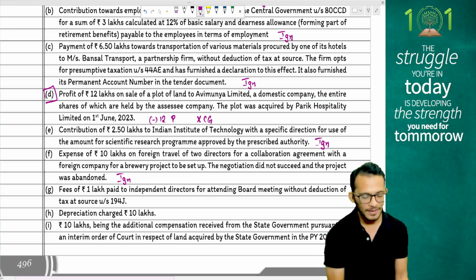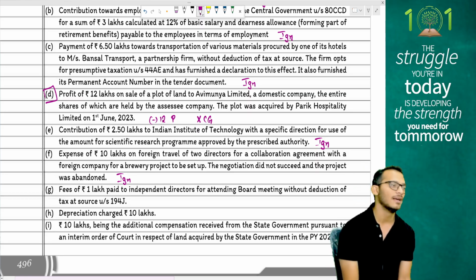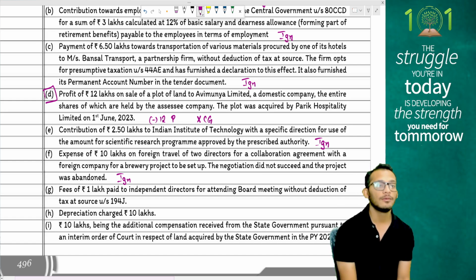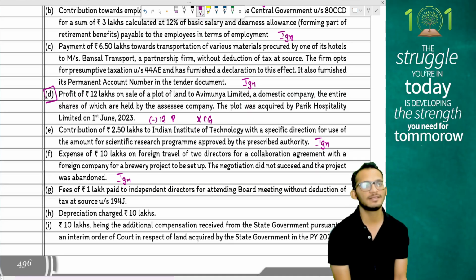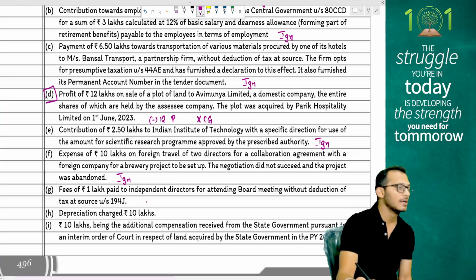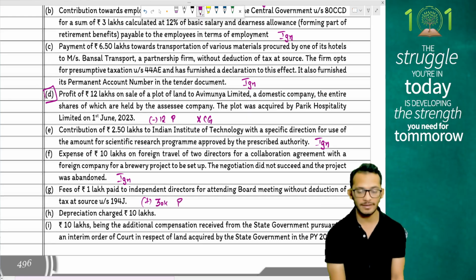Fees of 1 lakh rupees is paid to independent directors for attending board meetings without deduction of TDS. People, nothing given. TDS, take the number and allow only 70%, which means disallow 30%. Number allowed is 1 lakh. Number can be allowed is 70,000. Therefore, disallow 30,000 in PGBP.